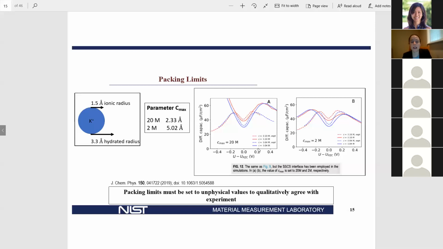On the left figure here, we can see the experimental capacitance shown in dotted lines, and the capacitance if packing limits are enforced but the nonlinearity of the dielectric is not considered. One can see that for both the 20 molar and the 2 molar values, the packing limits must be set to unphysical values to qualitatively agree with experiment, and they still don't completely agree with experiment.